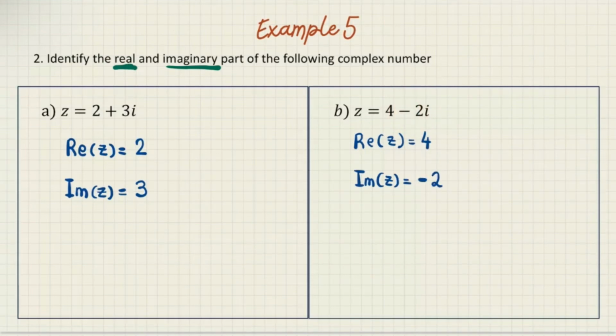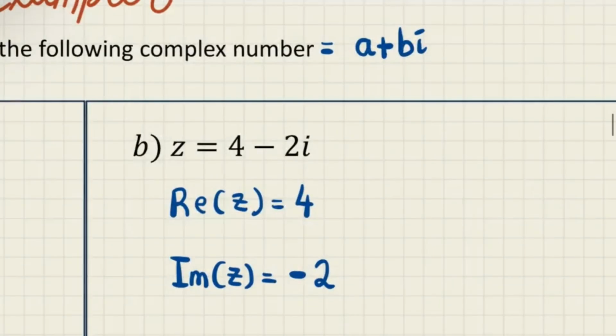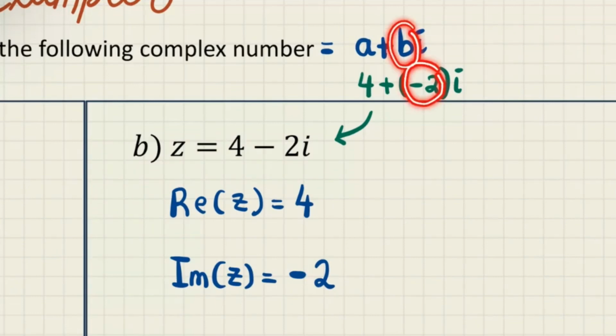Because of our general equations untuk complex number adalah a plus bi. So if we look at the operation here, dia menggunakan plus. So bila kita ada 4 minus 2i, okay. So 4 minus 2i, kita write in terms of a plus bi kan. It will be 4 plus negative 2i. So nanti dia akan jadi 4 minus 2i. So that's why b kita adalah negative 2. Okay.